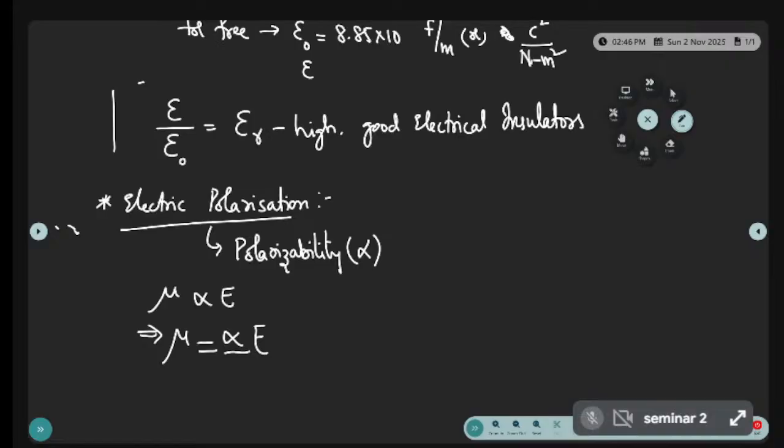What is that proportionality constant? Alpha. This alpha is called polarizability. So from this, alpha is equal to what?